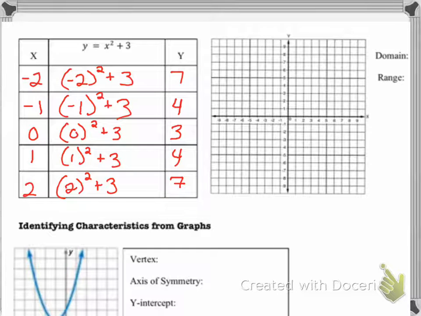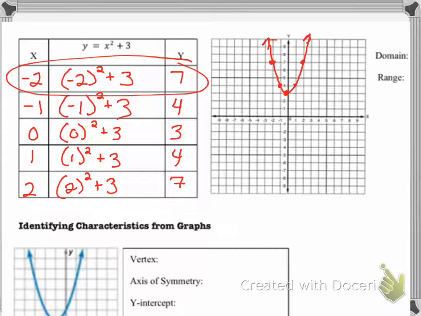So now I can plot those points. When I plot -2, 7, that'll be -2, +7, which is about right here. There we go. And then -1 and 4 will be right here. Man, graphing is going to be tough. 0 and 3 is right here. And then 1 and 4. So you can kind of see the symmetry starting to build. And then 2 and 7. All right, and then I just go ahead and connect all those dots.